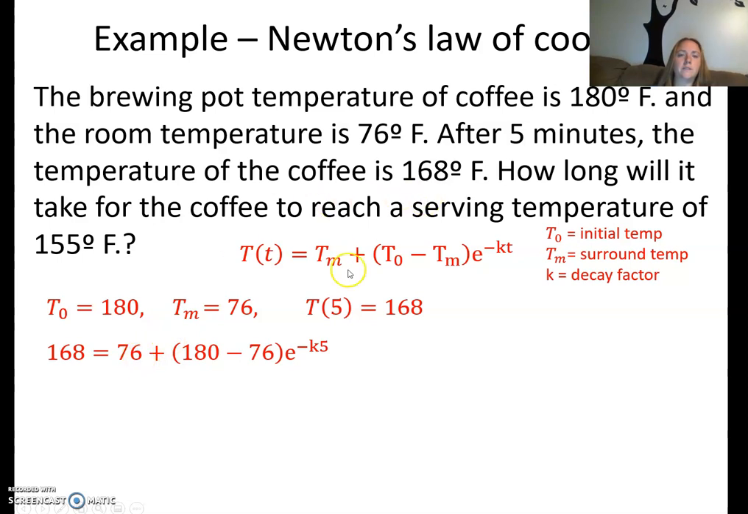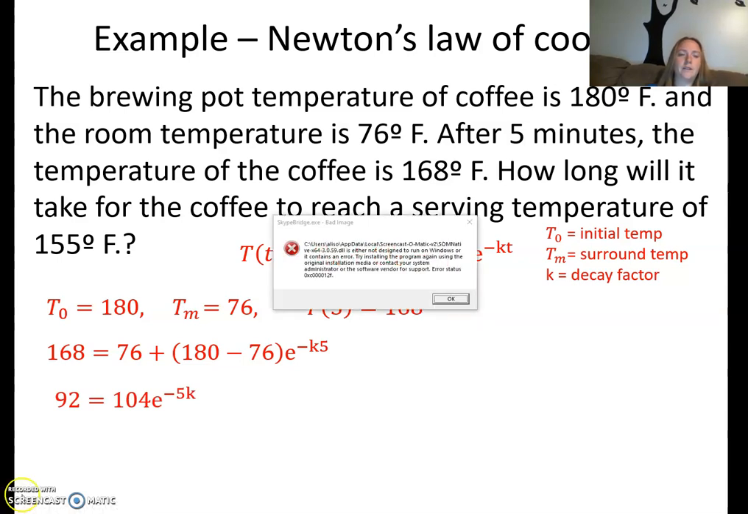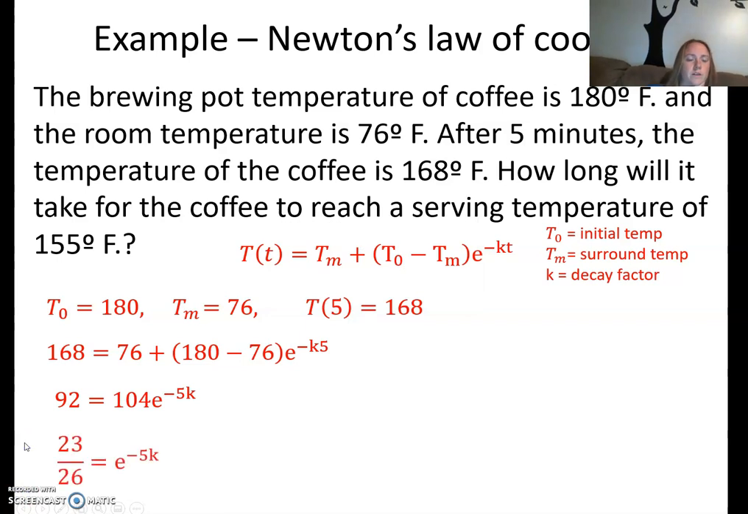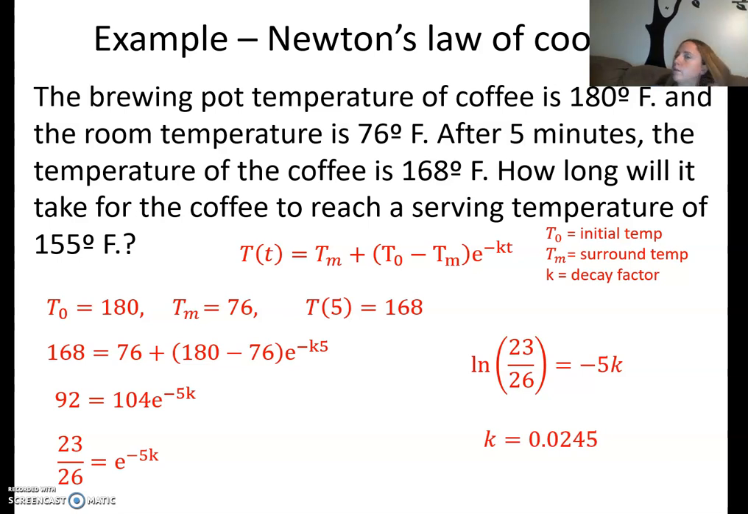76, because that's the T sub m, and then 180 minus 76. And we're going to go ahead and try to isolate the E. So I'm going to subtract 76, and at the same time I'm going to do 180 minus 76. And then I'm going to divide by the 104, and reduce, getting down to 23 over 26. And now I'm stuck, so we're going to convert to a natural log this time. So natural log of 23 over 26 equals -5 times K, and then I'm going to divide. So that's the first thing you're going to do, is to identify the K value. So in this one, it ends up being 0.0245.